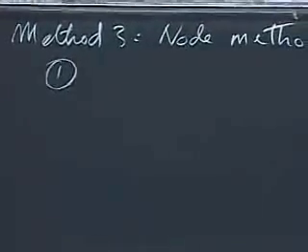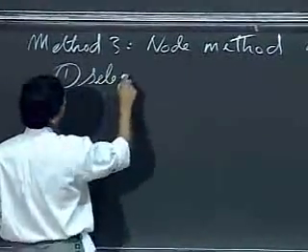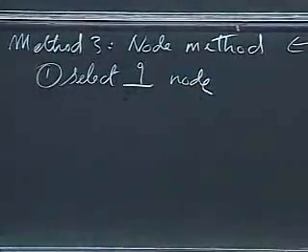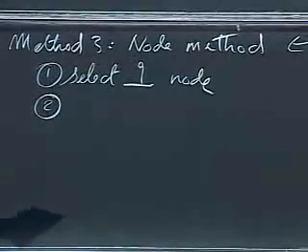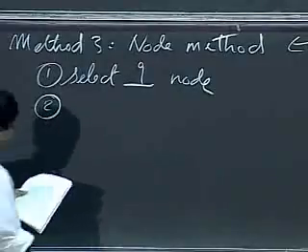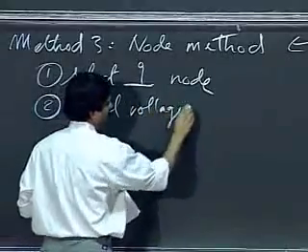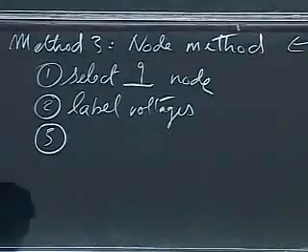The first step of the node method will be to select a reference or a ground node. This is a symbol for a ground node. The ground node simply says that I'm going to denote voltages at that point to be 0 and measure all my other voltages with reference to that point. So I'm going to select a ground node in my circuit. Second, I'm going to label the remaining voltages with respect to that ground node. So label voltages for all the other nodes with respect to the ground node.